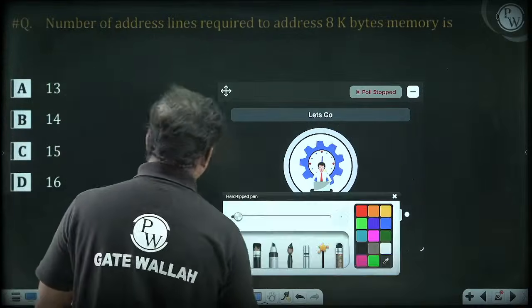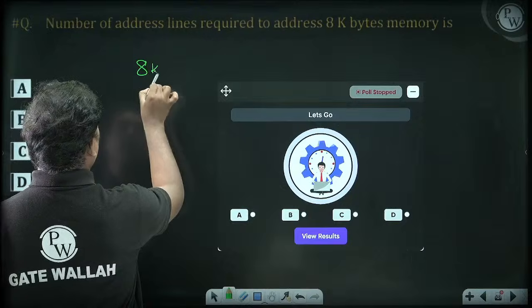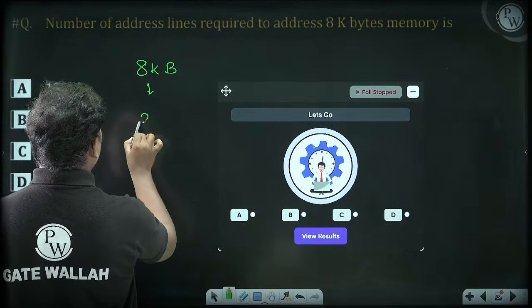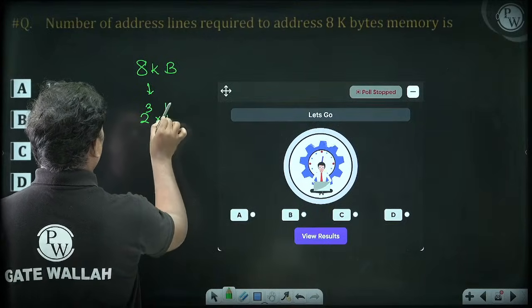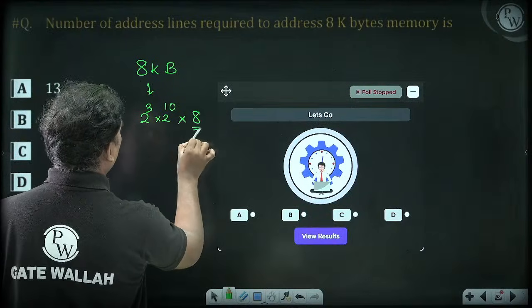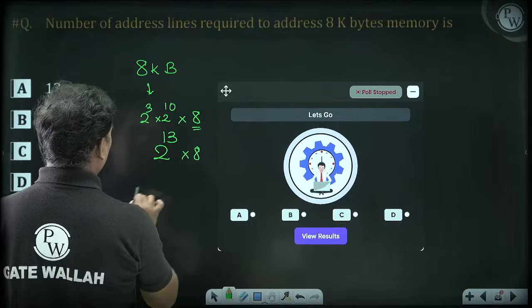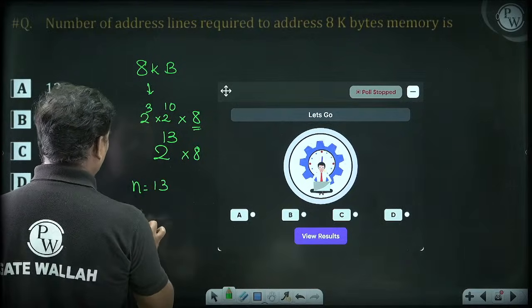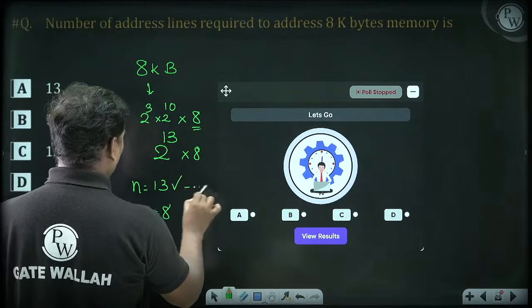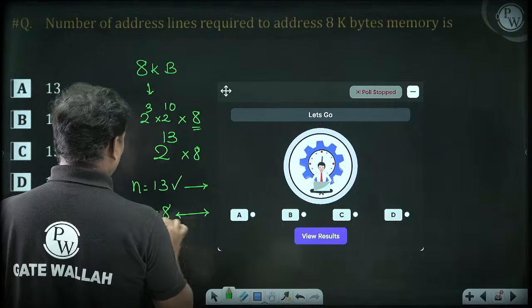Eight kilobytes memory. So 8 KB means 2 power 3 times 2 power 10 into 8. So this is 13 cross 8, n is equal to 13, m is equal to 8. N represents the address lines, m represents the data lines.